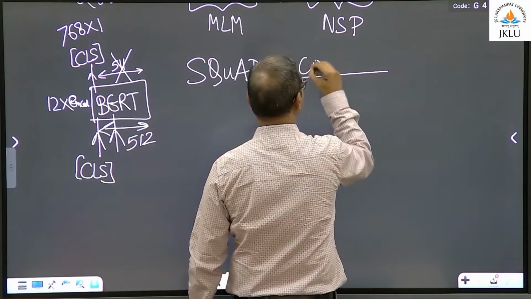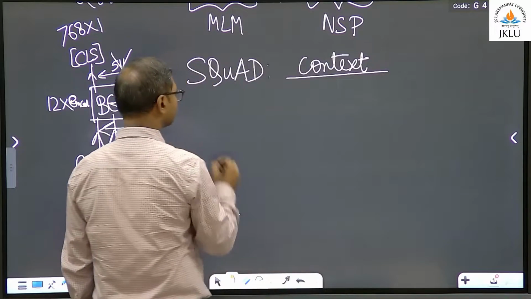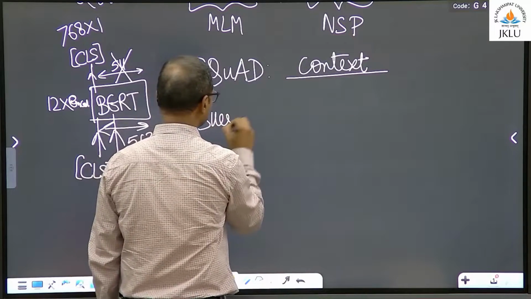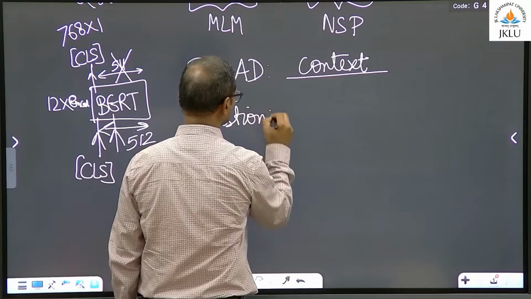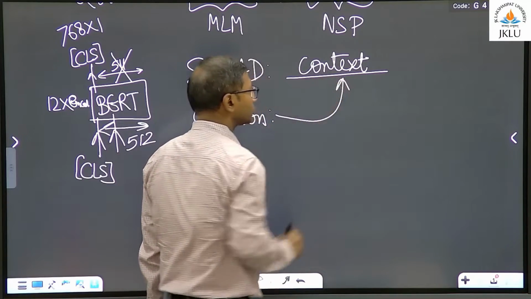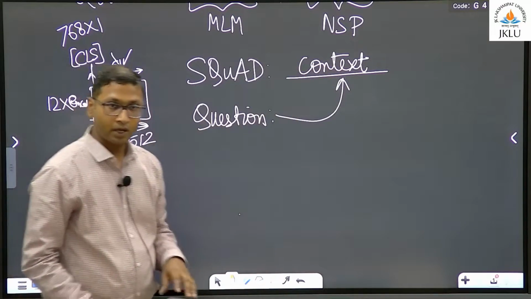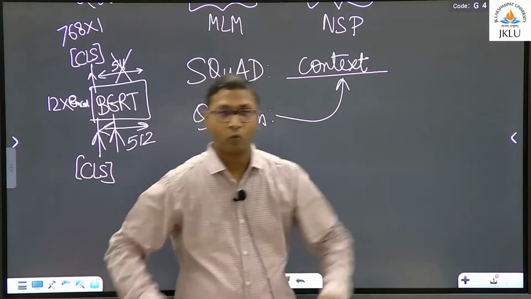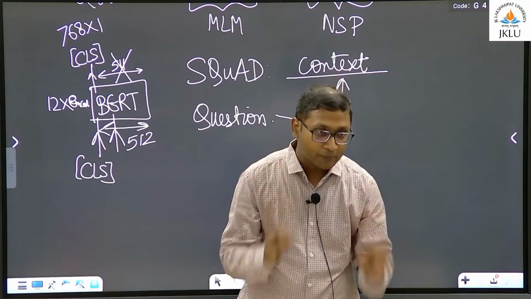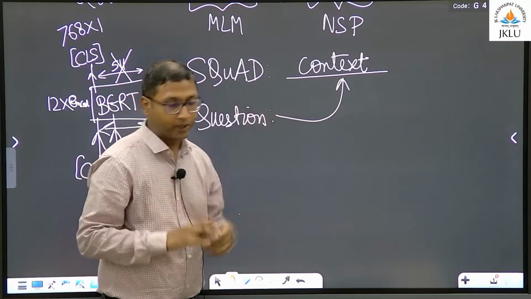You are given some context, and you ask a question. You are given these 2 things, a context and a question, and you are supposed to tell me what the answer is. Now, does this require me to generate something?